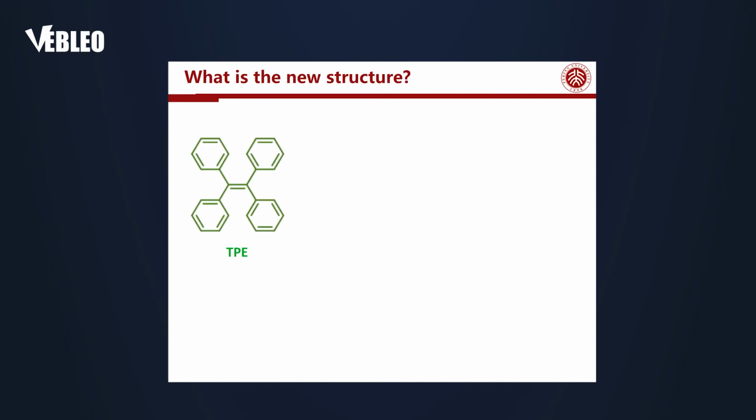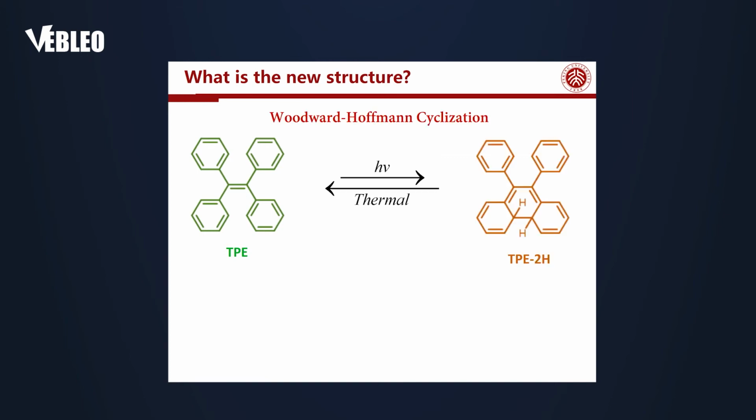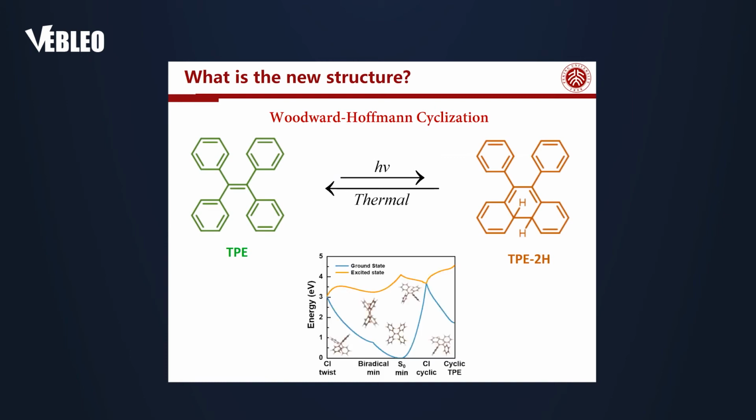Then what would be the new structure for this new peak? And then according to organic chemistry, the most likely structure would be this cyclization product. Okay. But according to calculations, this cyclization product is very unstable. It's around 2 electron volts less stable than the most stable conformation at the ground state.